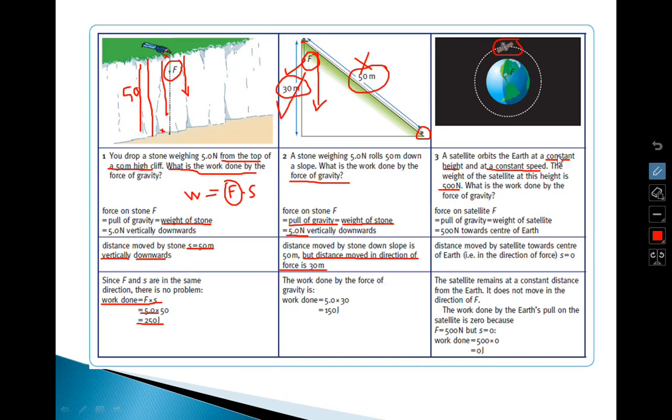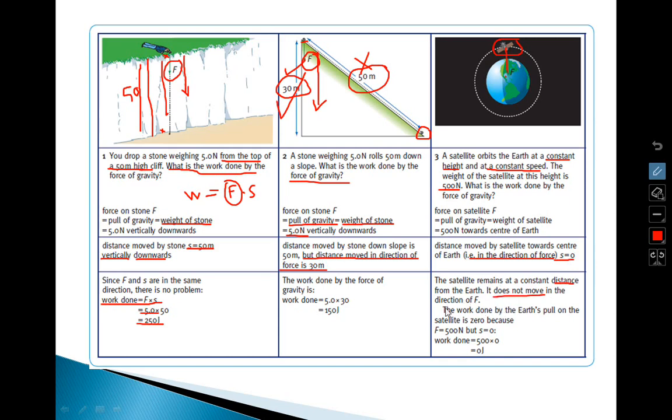As we said here, the satellite orbits the Earth at constant height. So the distance is constant. There is no movement and a constant speed. The satellite is moving at constant speed with constant distance. So S is 0. The distance moved by the satellite toward the center of the Earth, in the direction of the force, is equal to 0. So the satellite remains at a constant distance from the Earth, so it doesn't move.